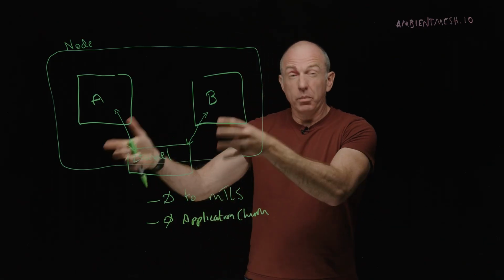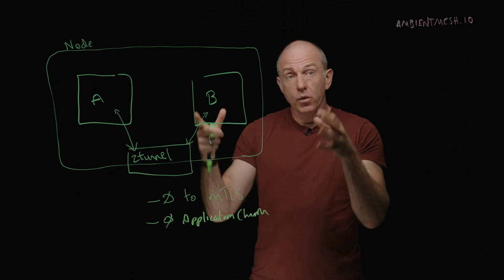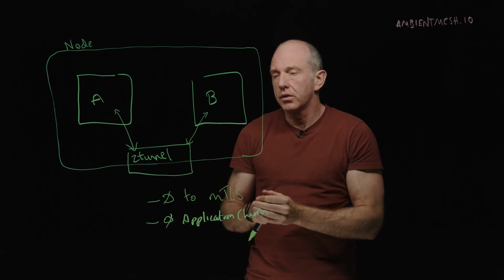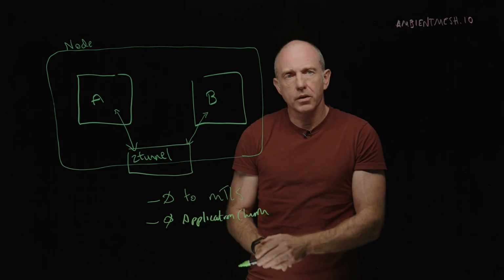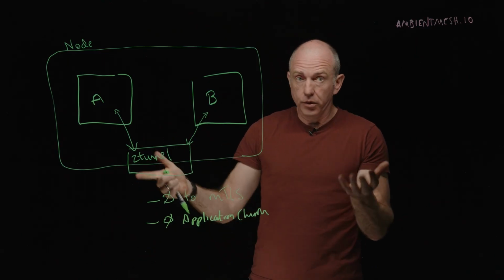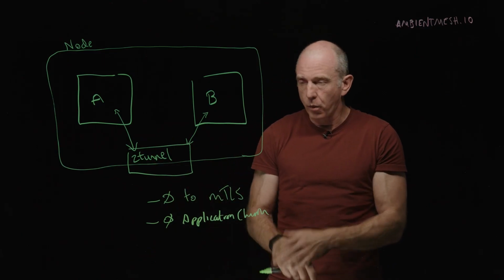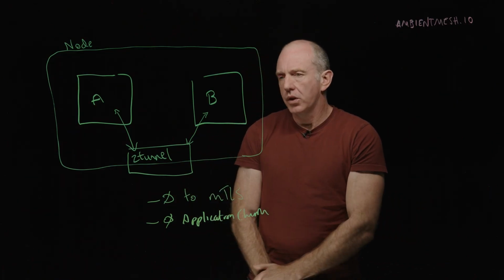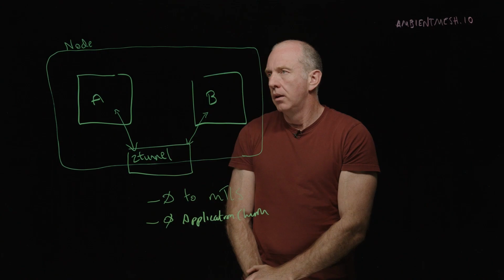ztunnel is also super optimized for this use case. So in general, for the L3, L4 case and doing mTLS, it is generally much faster. And we've got some good blogs out there showing the performance characteristics of ztunnel versus other secure networking solutions like WireGuard or IPsec for the same use case. And ztunnel generally outperforms these solutions.